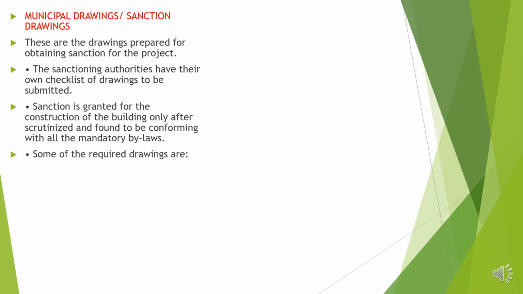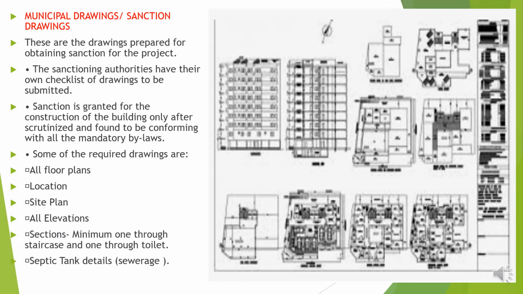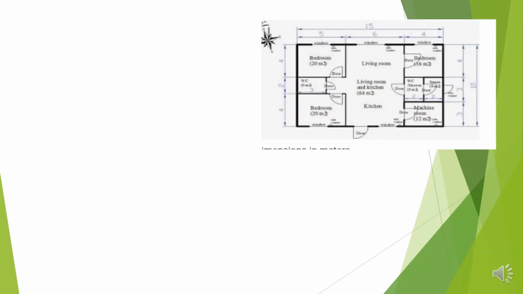Some of the drawings to be submitted for municipal approval are as follows: all floor plans, location and site plan, all elevations, sections, at least one through the staircase and one through the toilet, and septic tank details. Here I show you a presentation of a municipal drawing. You can see all the elevations, all the floor plans, sections, and the septic tank details. These are all the calculations showing the floor area per plot for a floor, etc.